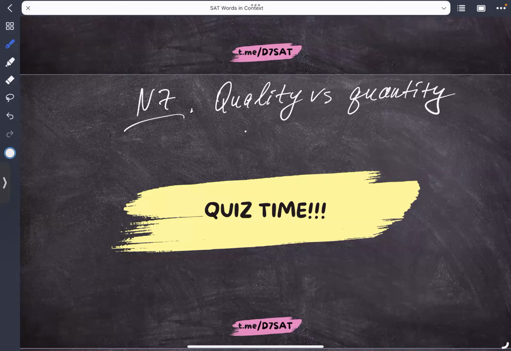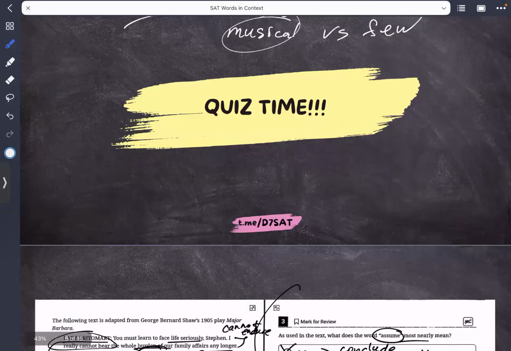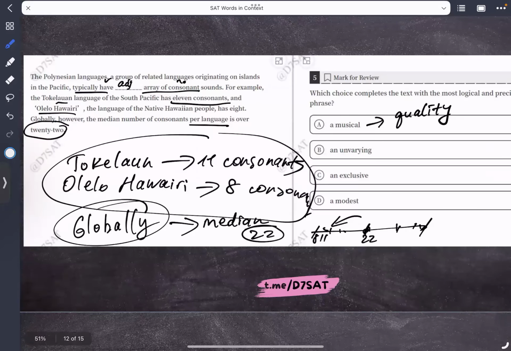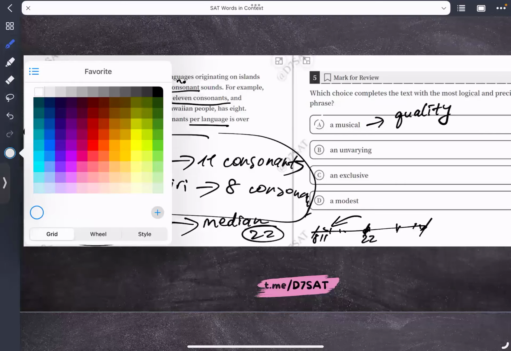Quality means, for example, musical, right? Quantity might mean few. This is about what type of it, like the musical one, and few is about frequency. So musical is a quality here, and we don't really need a quality option, so I can eliminate it.